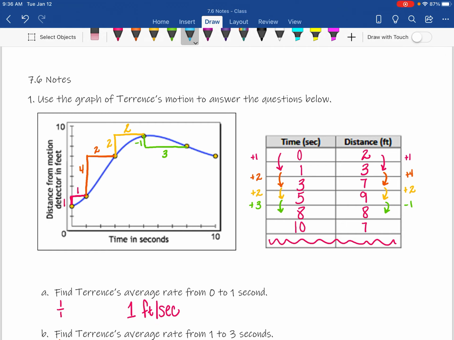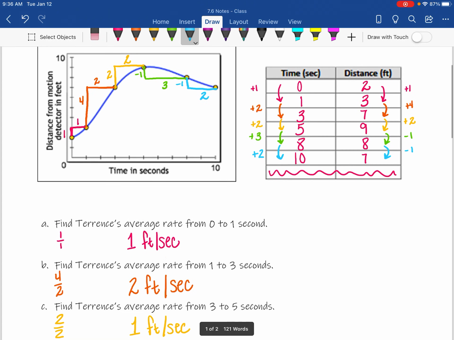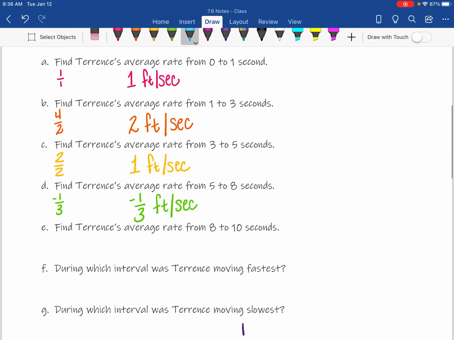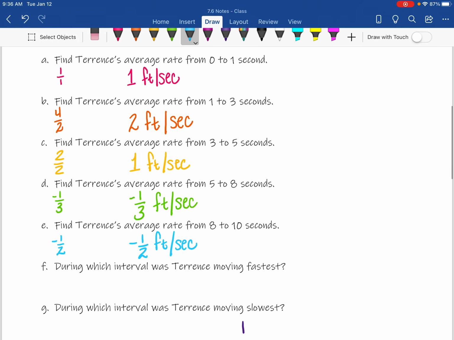And our last one. So we are looking from 8 to 10. So we're dropping 1, running 2, and showing that at the table, we're dropping 1, adding 2. And again, leave it as a fraction. Negative 1/2 of a foot per second.